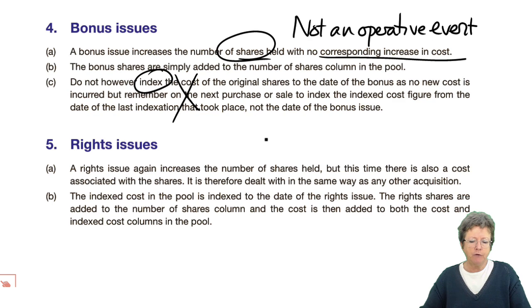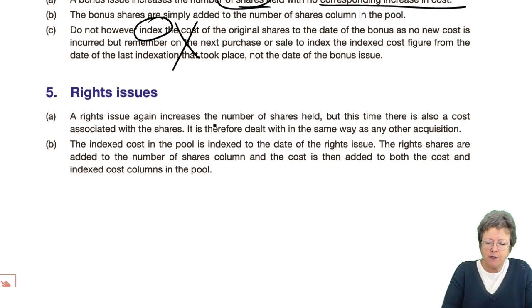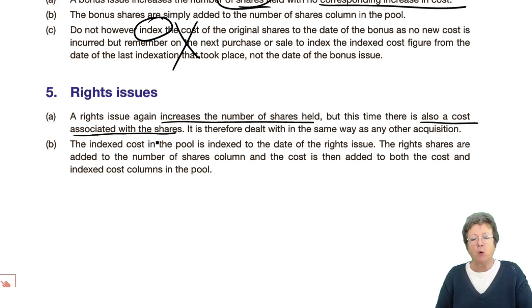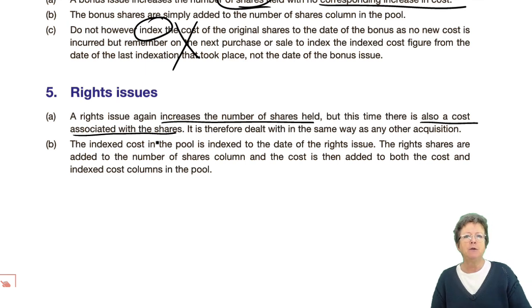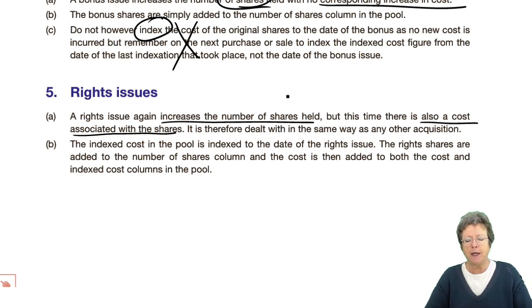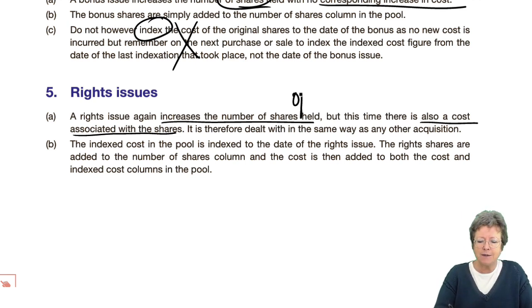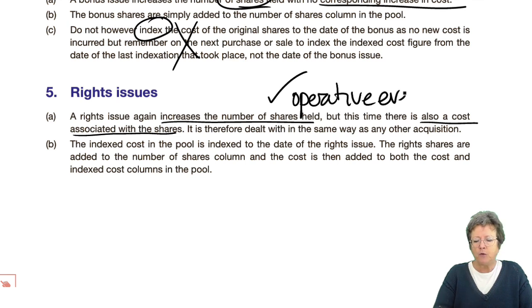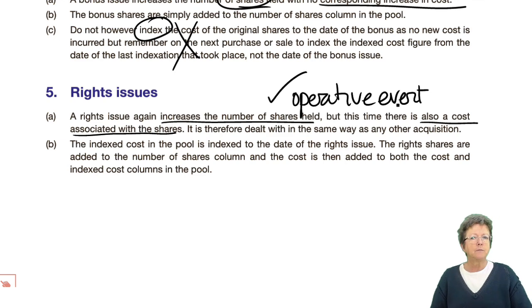However, a rights issue, if you remember from before, increases the number of shares held, but there is also a cost associated because they've bought them in a favourable manner, normally at below market value. The question will tell you how much per share they have. You're going to have to work out how many they've had, but then they will tell you how much they are worth. So that is an operative event, and therefore that needs to be indexed.